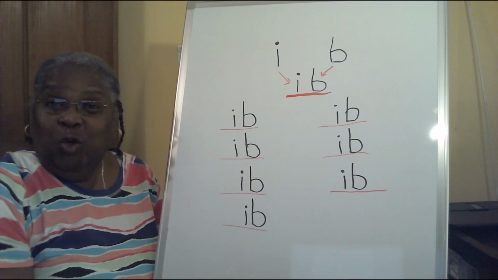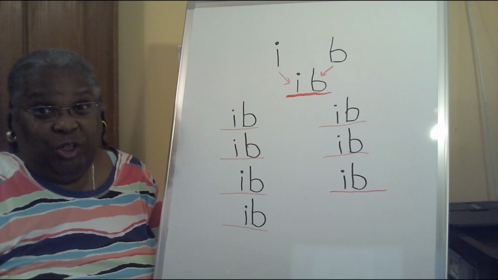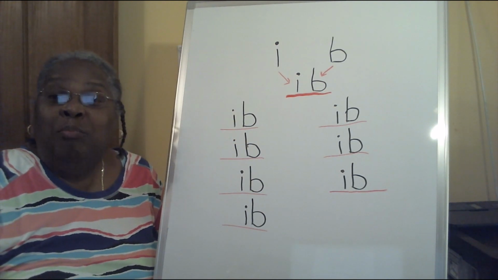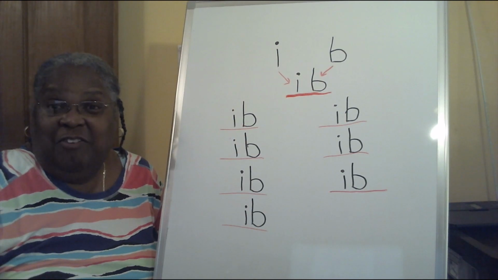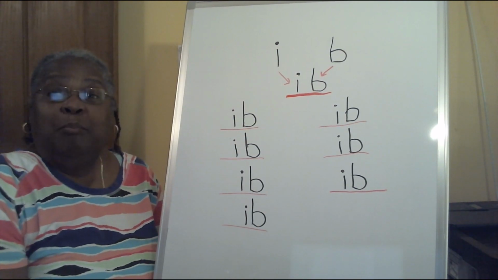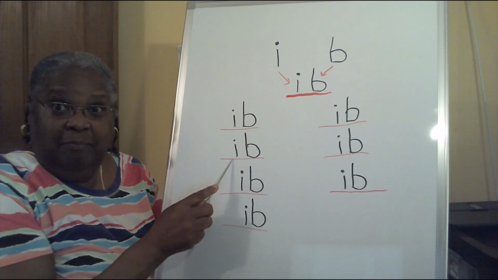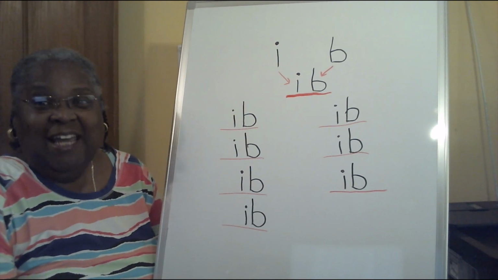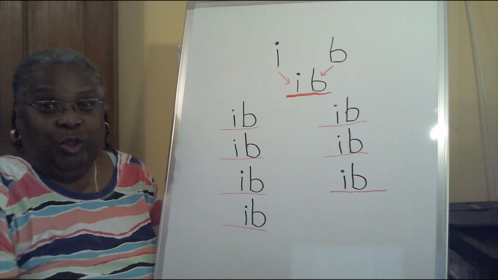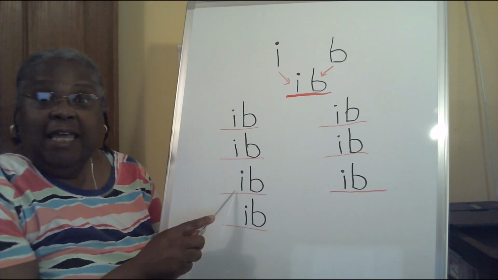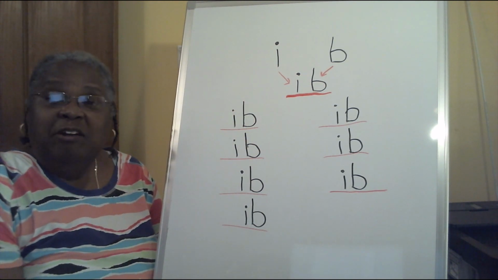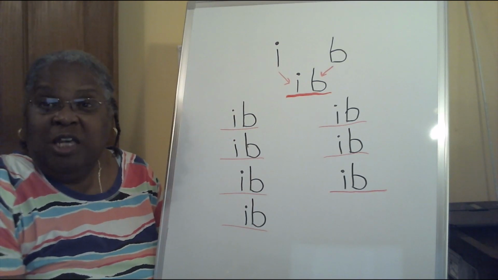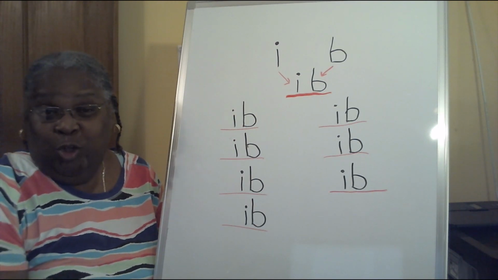What is a standalone word? A standalone word is a word that has its own meaning in and of itself. Therefore, since the blend IB in and of itself does not have a particular meaning, it is not a standalone word. The blend IB is merely used to help form words that are standalone words.